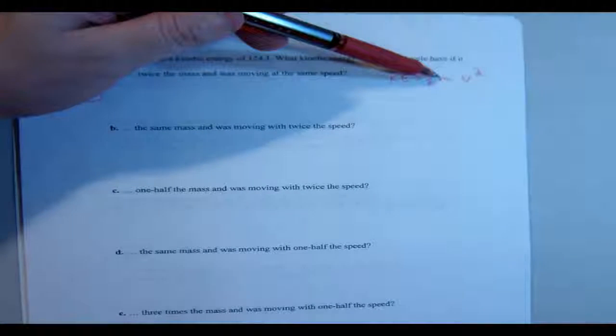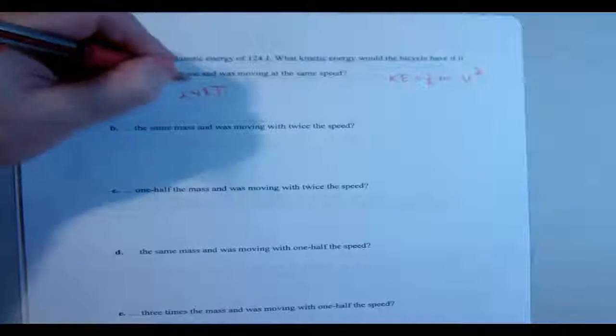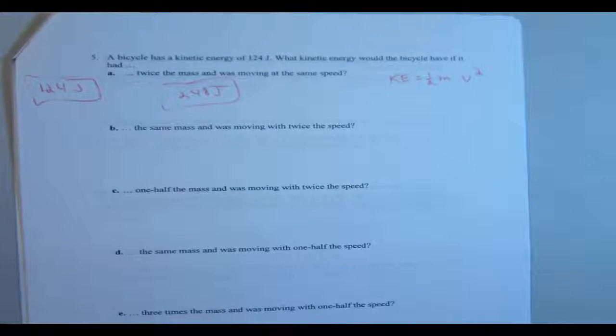So, with that being said, twice the mass, so times 2, which means you just double this. So it should be 248 joules. Got that? Does that make sense? I don't get it, but we don't know the mass. How are we supposed to know it? Who cares? It doesn't matter, right?